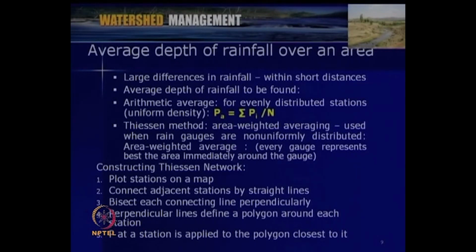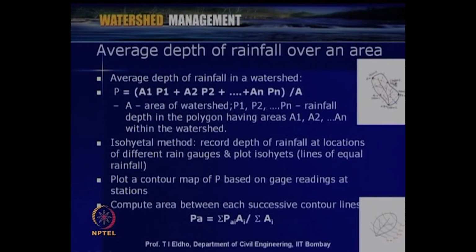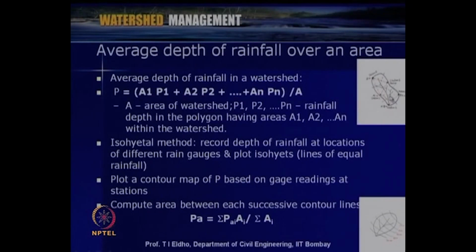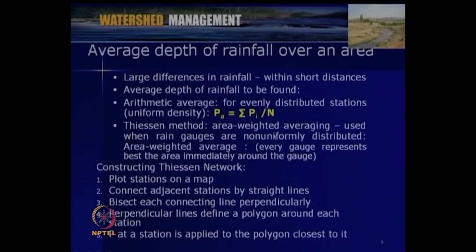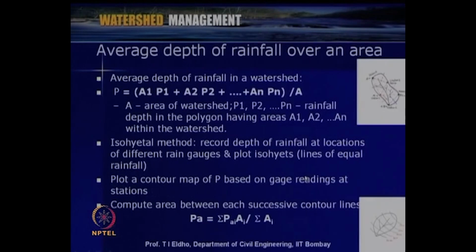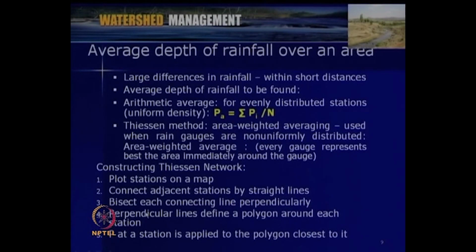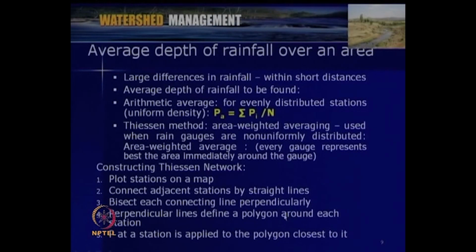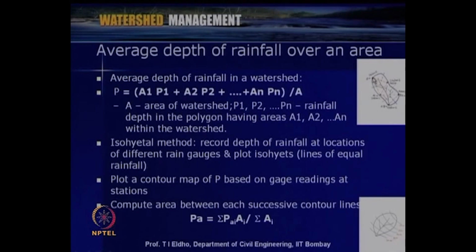We can construct the Thiessen polygon like this. Step by step, first we plot the stations on a map. Like these are the stations, say 5 stations A, B, C, D, E. Then we connect the adjacent stations by straight lines. Then we bisect each connecting line perpendicularly. You can see that this blue line indicates we bisect each connecting line by perpendicular lines. Then the perpendicular lines define a polygon around each station. So if this is station A, then this is the area which we can approximate for this station. Similarly for this station.